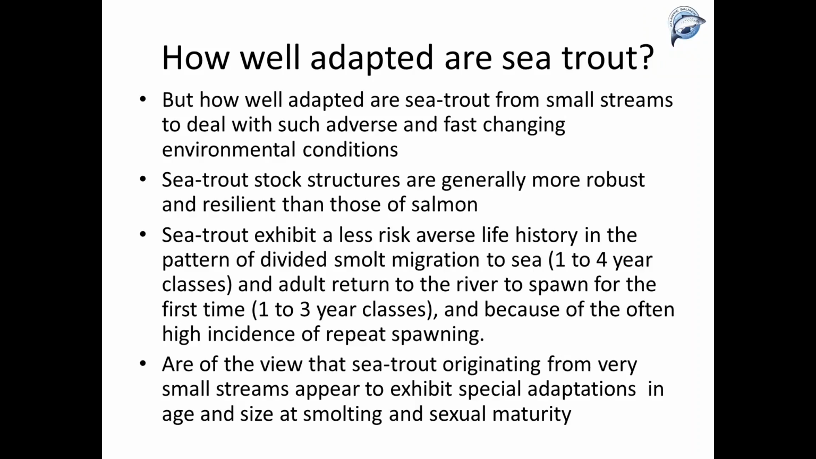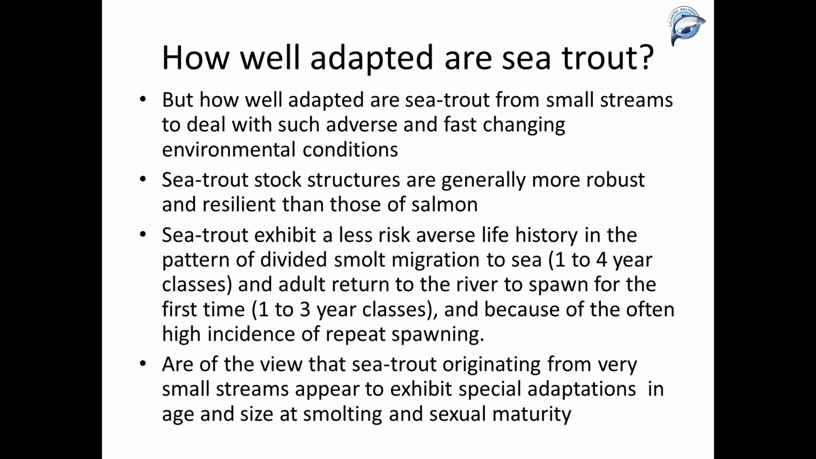Certainly the sea trout stock structures would appear to be much more robust and resilient than that of salmon. They hedge their bets really well. They tend to go to sea at a larger size. Very often they go to sea as older fish, somewhere between 1 to 4, tending towards the 3s and 4s. Also the adult returns, there's a huge, complicated mixture of different returns and different choices. In essence, really, what we're saying is no matter what happens, these fish actually have options available to them.